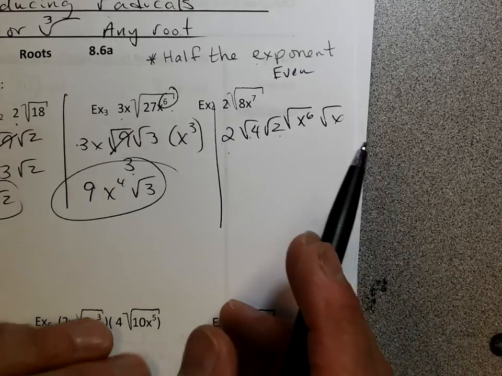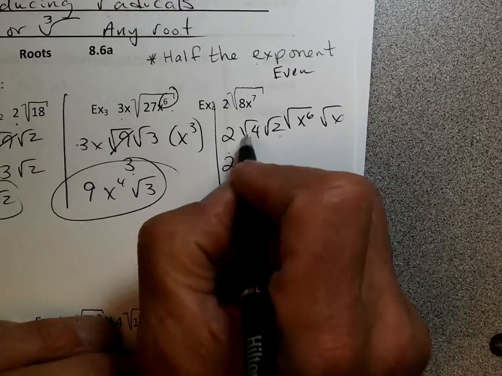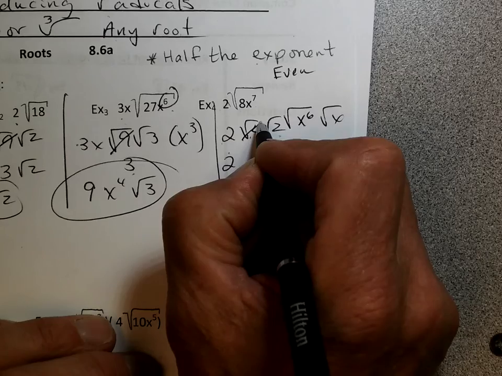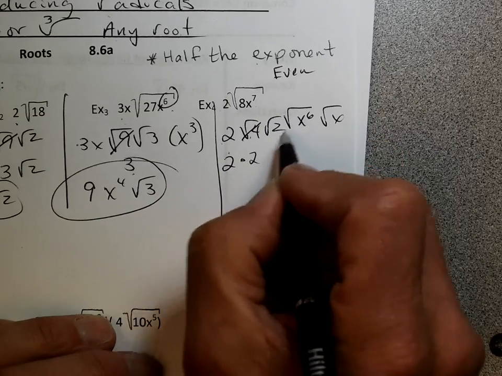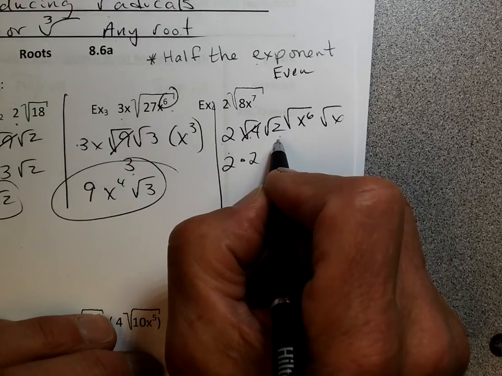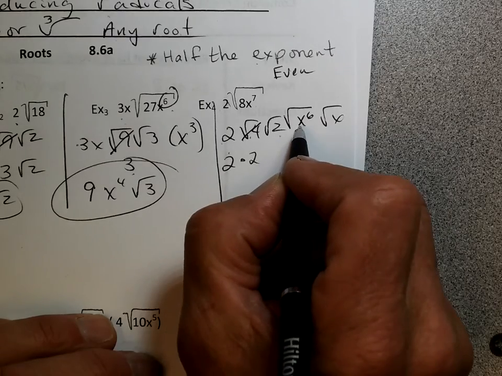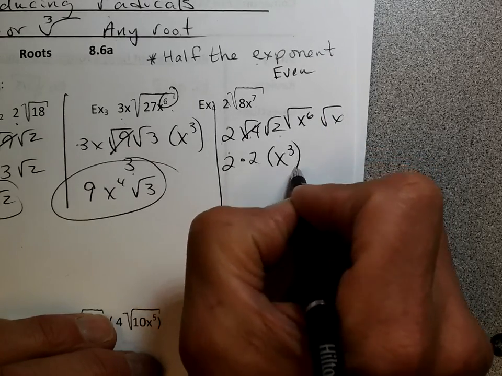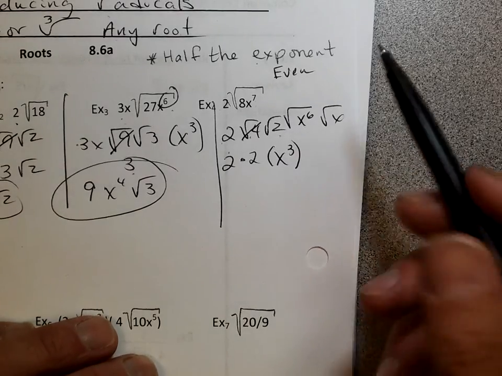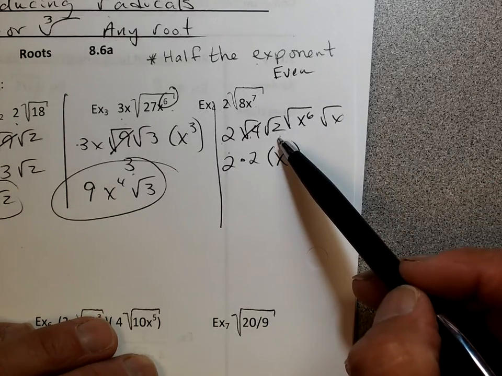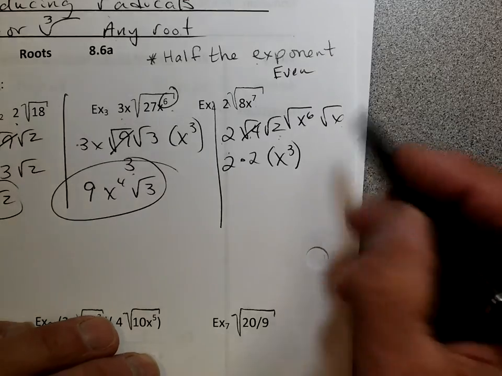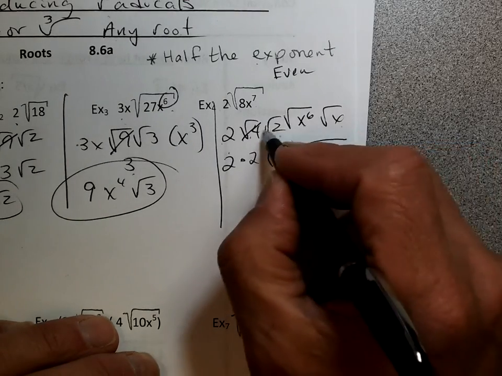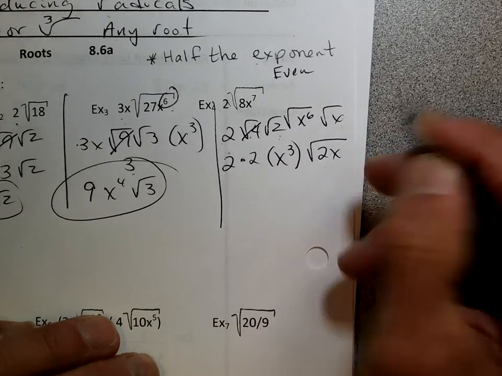So let's do it now. Okay, this 2 is still there. It's a regular 2. Square root of 4 is plain old 2. Leave the square root of 2 alone. We'll come back to it. Half of this makes an x to the third. And then we can't do anything with the square root of 2. It's an ugly decimal. And we can't do anything with the square root of x, so we just leave it as the square root of 2x.